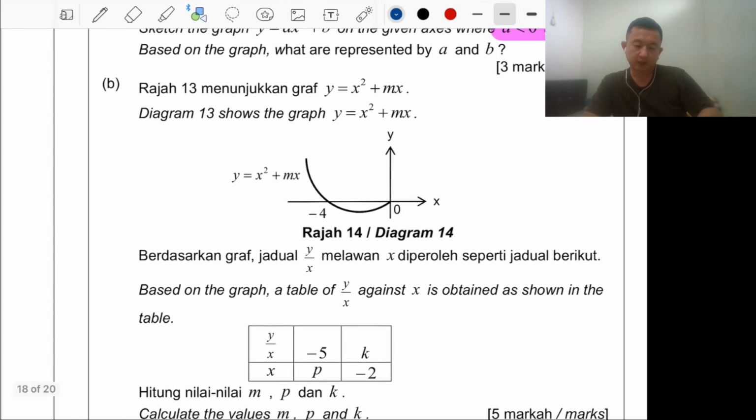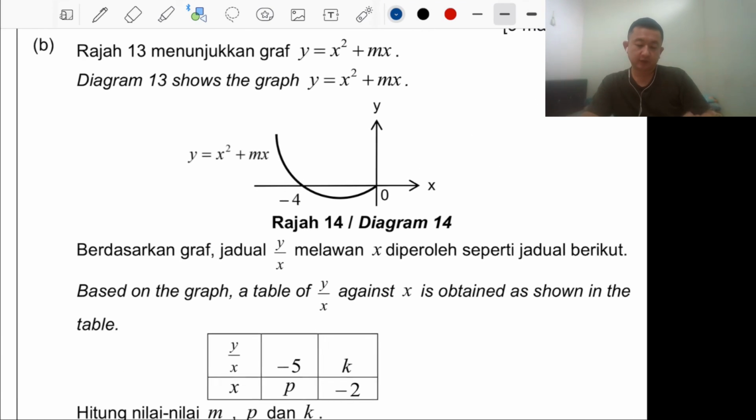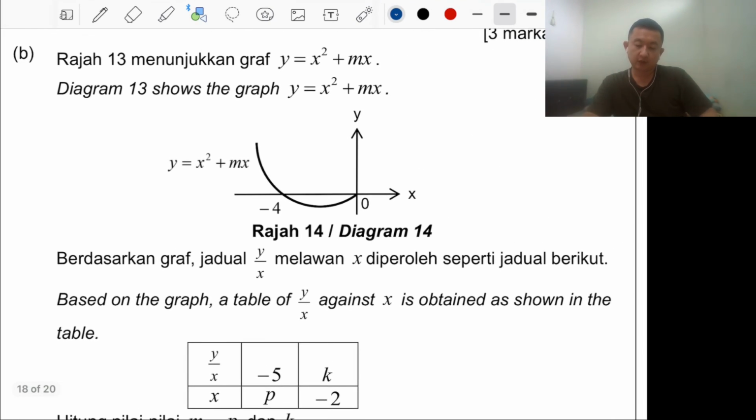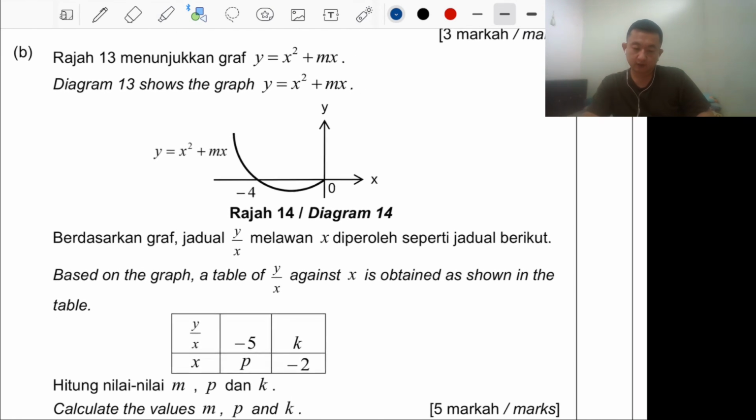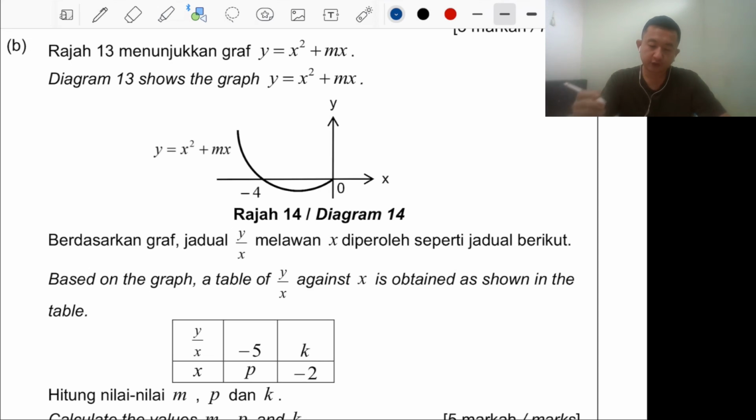Okay, part B. Diagram 13 shows the graph. Based on the graph, a table of linear to non-linear to linear, and rearrange this one by one first. Probably this one first. We find m first.